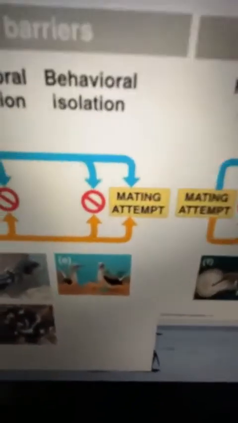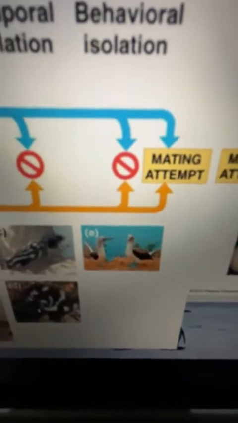Another one you can have is behavioral isolation. So there are our beautiful blue-footed boobies. My students know how much I love the blue-footed boobies.